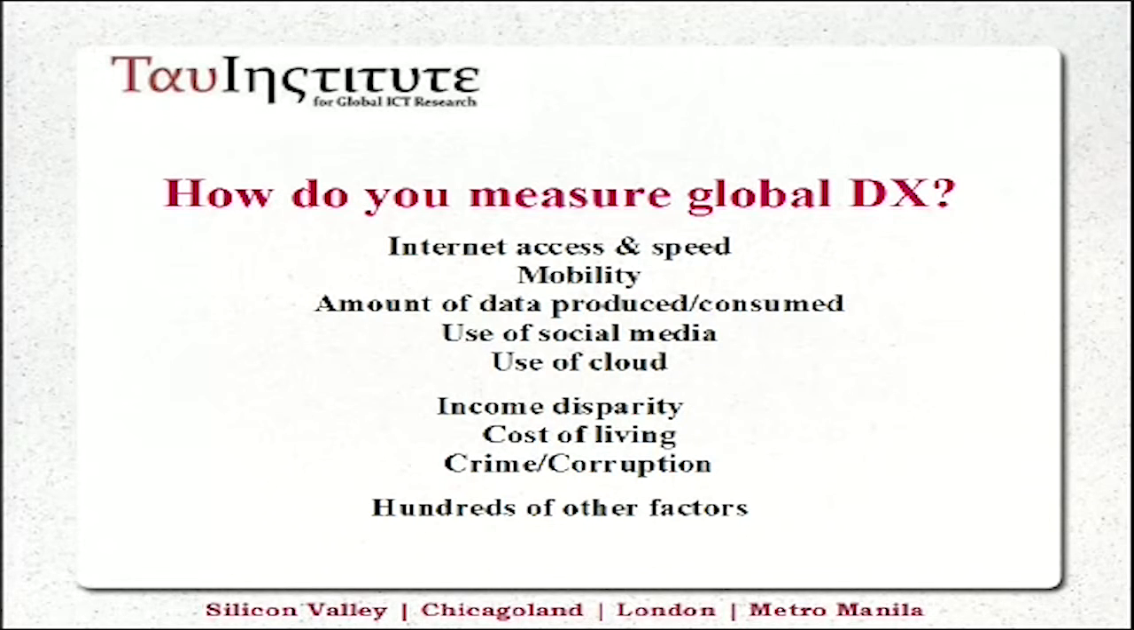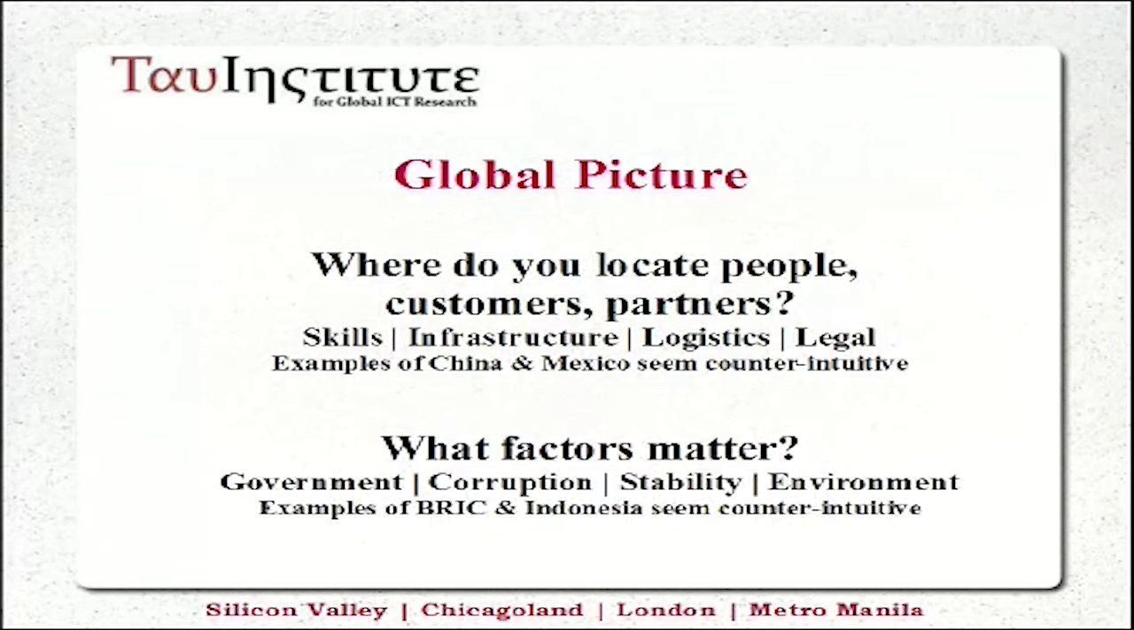We have hundreds of other factors that we include in these algorithms. And the main thing that we do as a service is help people locate where they want to put their people, where they want to find their customers, where they want to find their partners. There's skills involved. In each nation, you're looking at what are the skills, infrastructure, logistics, back and forth, and of course the governments and legal codes are very, very important. And so we try to measure this with an index. And what we do is measured on a relative basis.